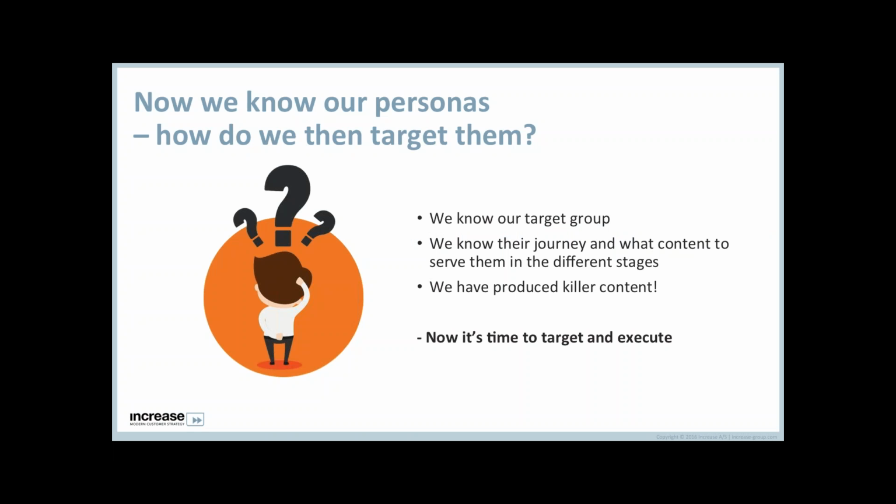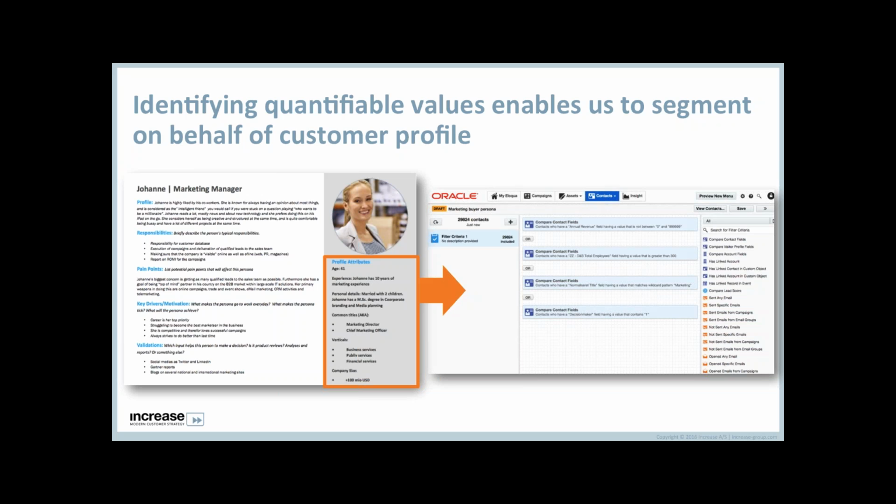So how do we then target and execute activities to these persona types? For the purpose of executing our campaigns, we use something called Oracle Eloqua. It's a marketing automation tool. Some of you might even know it.